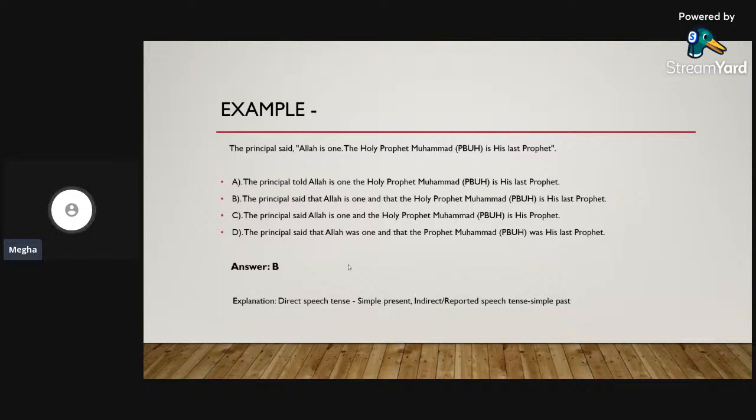So not option C. Option D: the principal said that Allah was one and that the last prophet Muhammad was his last prophet. See, the tense itself is changed here. As I said, when it is quoted, when it is a universal truth or habitual action, you don't have to change the tenses. So option B is the right answer. Guys, understood this example? It is an example for quoted and universal truth. Understood? Yes?